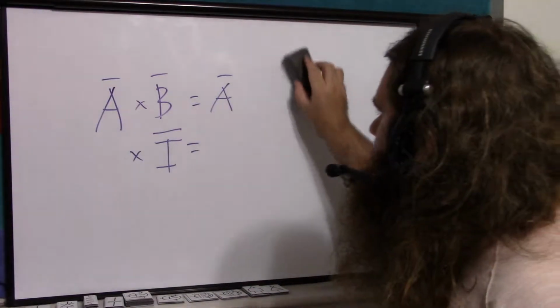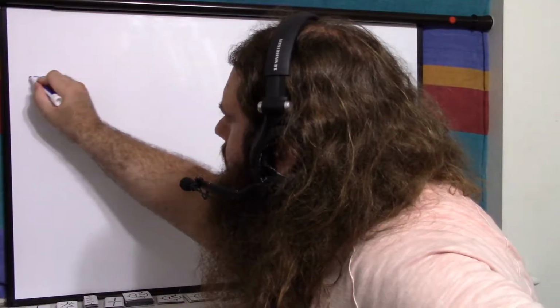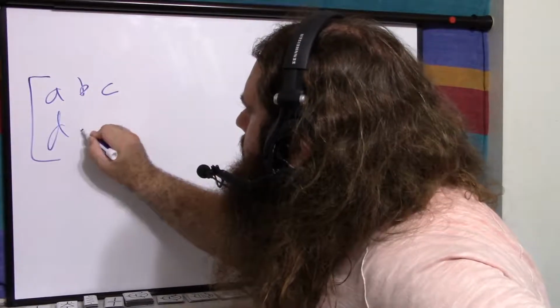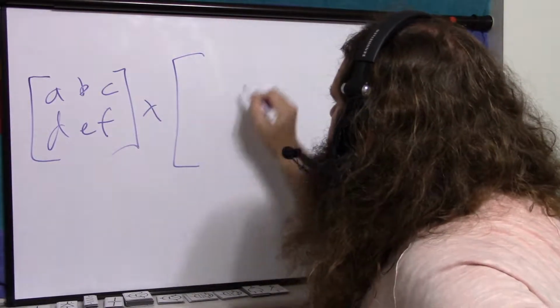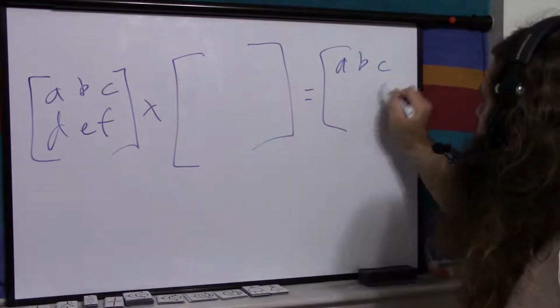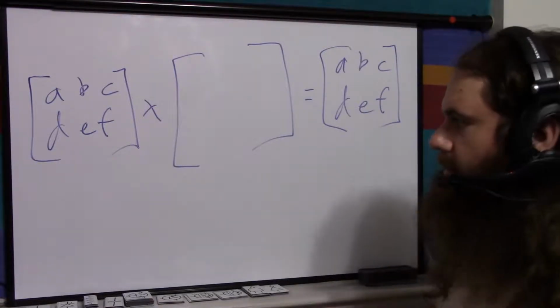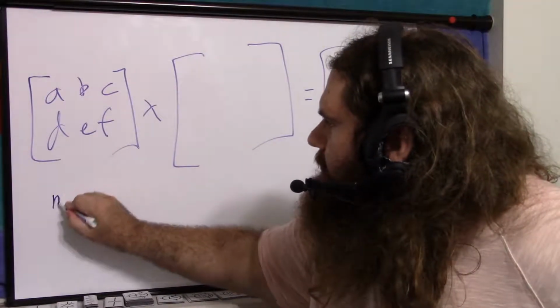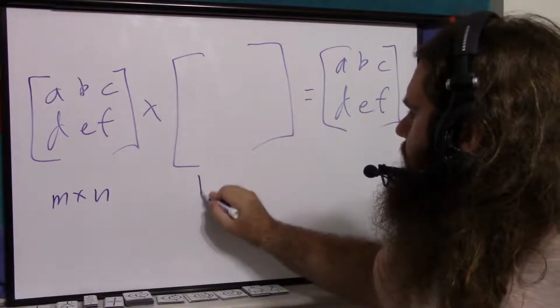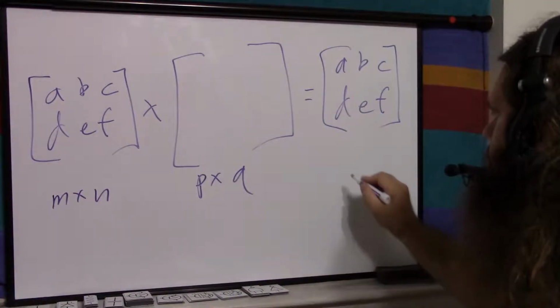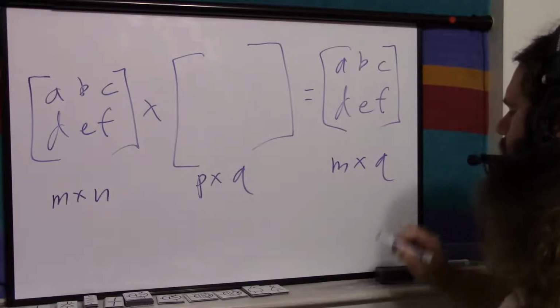Well, what is an identity matrix? Let's say we have matrix A is a, b, c, d, e, f. We want to multiply by something, and we want to get a, b, c, d, e, f. We want it to not change. So we know that this is an M by N matrix, and we know that this is a P by Q matrix, and this is going to be an M by Q matrix.